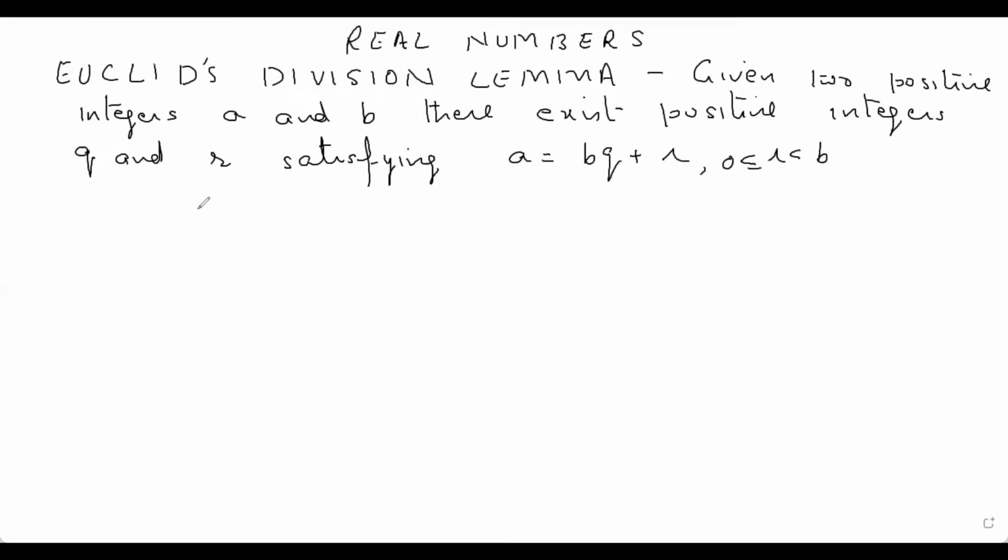Now, let me explain this. We have two positive integers a and b. a is greater than b. Divide a by b. You will get one quotient and you will get one remainder. Now, this is the dividend. This is the divisor. This is the quotient. And this is the remainder.